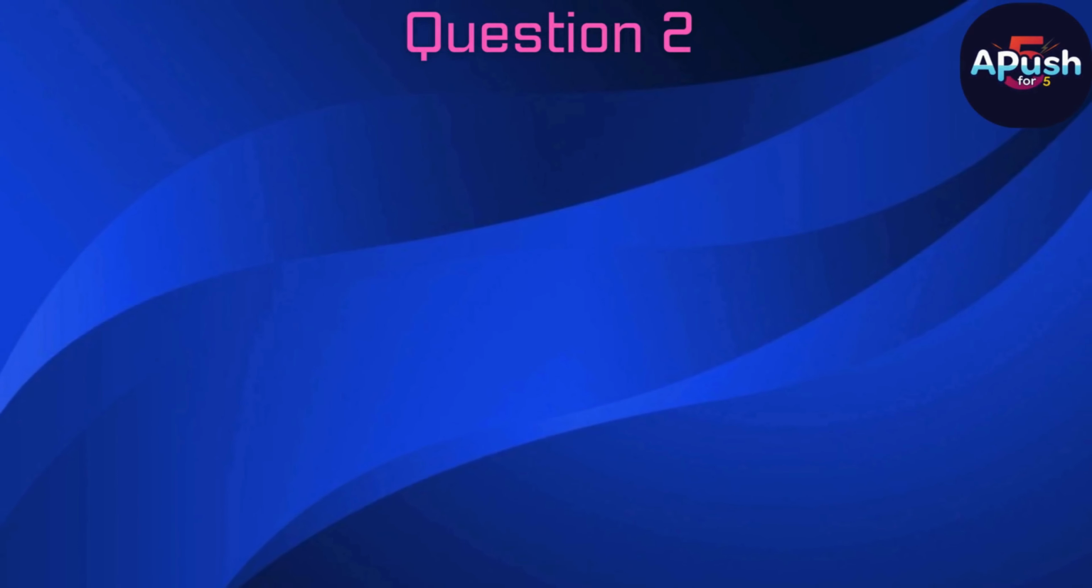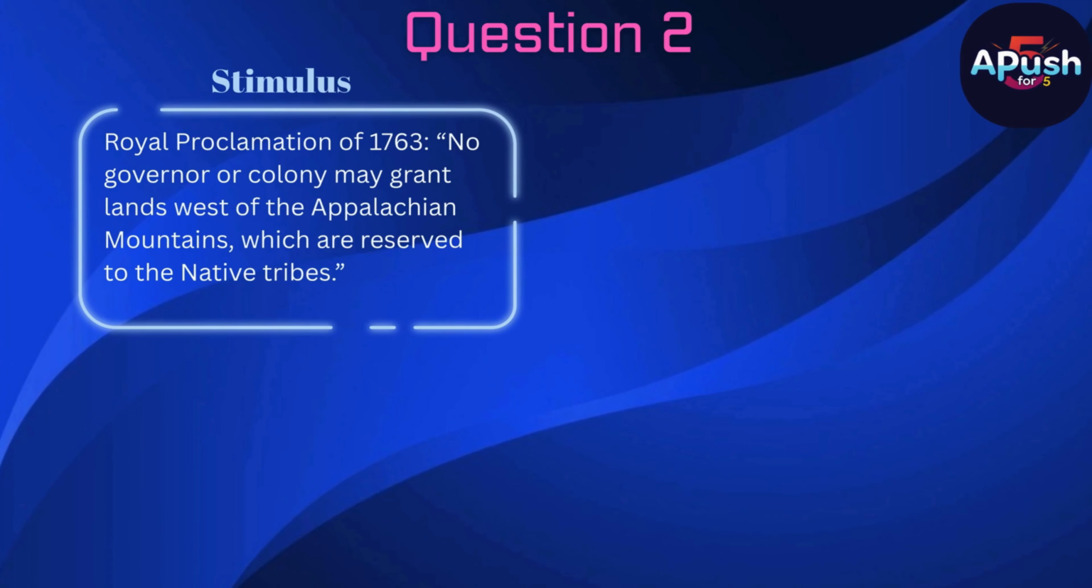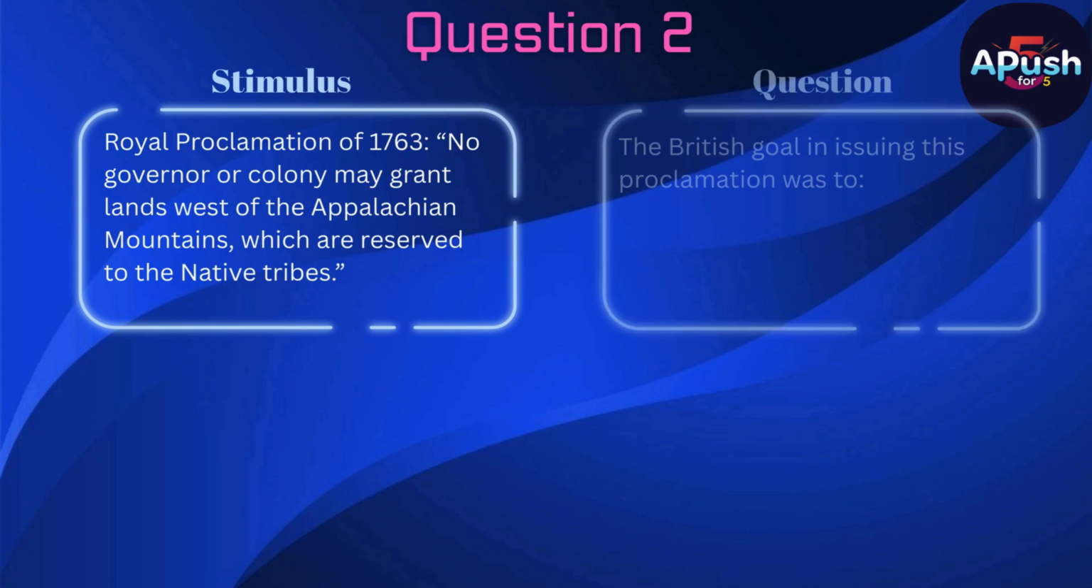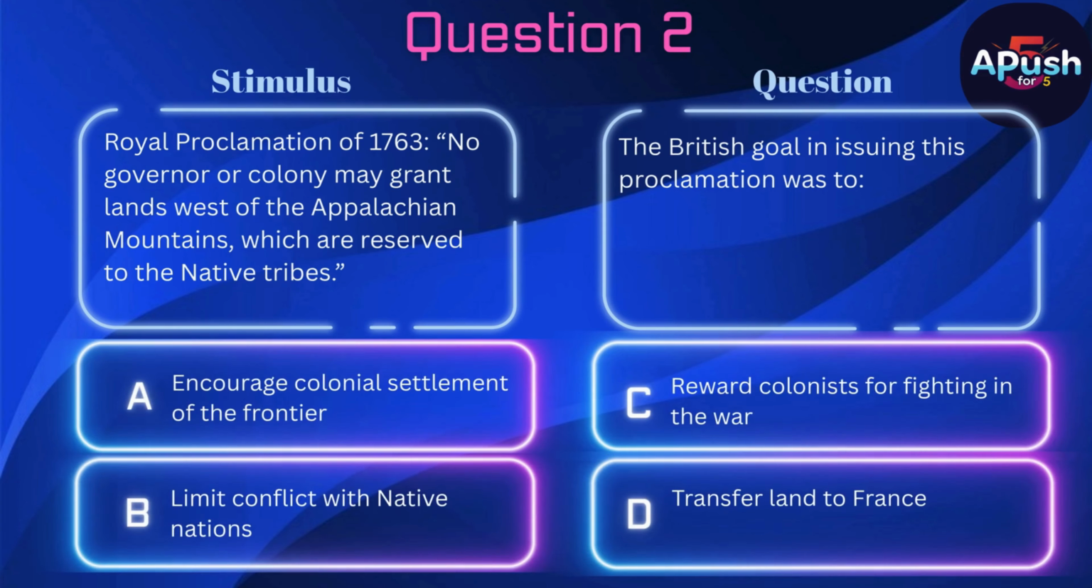Question 2. Stimulus. Royal Proclamation of 1763. No governor or colony may grant lands west of the Appalachian Mountains, which are reserved to the native tribes. Question. The British goal in issuing this proclamation was to A. Encourage colonial settlement of the frontier. B. Limit conflict with native nations. C. Reward colonists for fighting in the war. D. Transfer land to France.